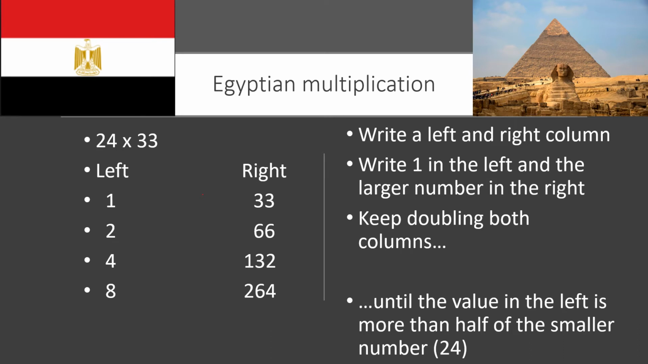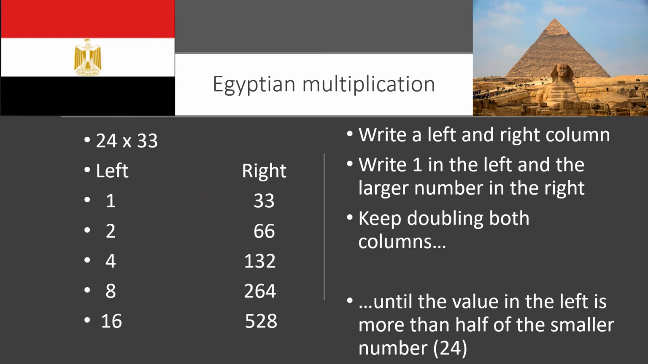And we want to keep going until the number in our left-hand column is over half that of the smaller number. So our smaller number in this case was 24. Half of 24 equals 12. So we need our left number to be bigger than 12. 8 isn't, so let's do another time. 16. 16 is now bigger than 12, so this is where we're going to stop. So we've now done all the doubling that we need to do, and remember double 264 was 528.